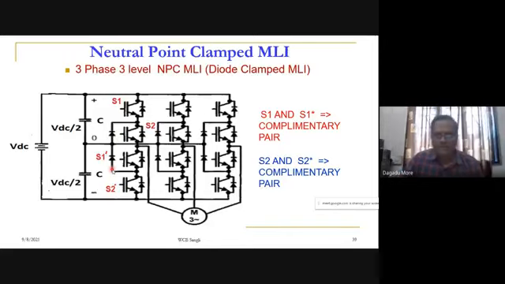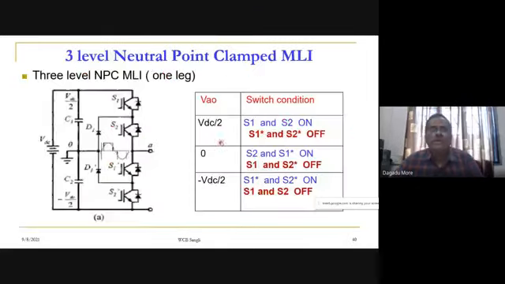So now how do we get the various voltage levels, we can see here. We consider one leg of this. Here we have C1 and C2 capacitors, and we split up the VDC into C1 and C2, and here let us assume that the upper two are on.